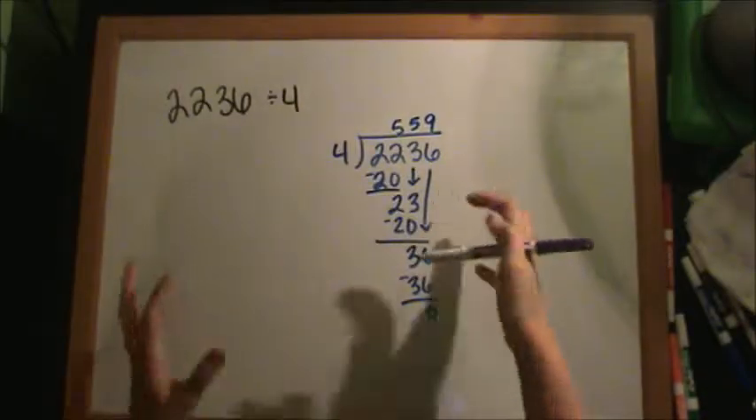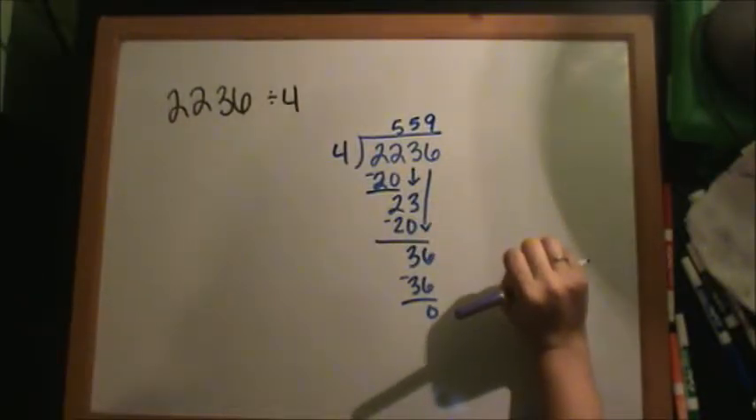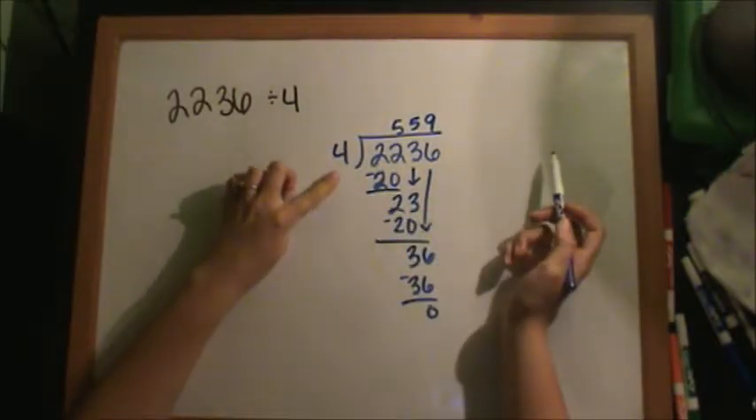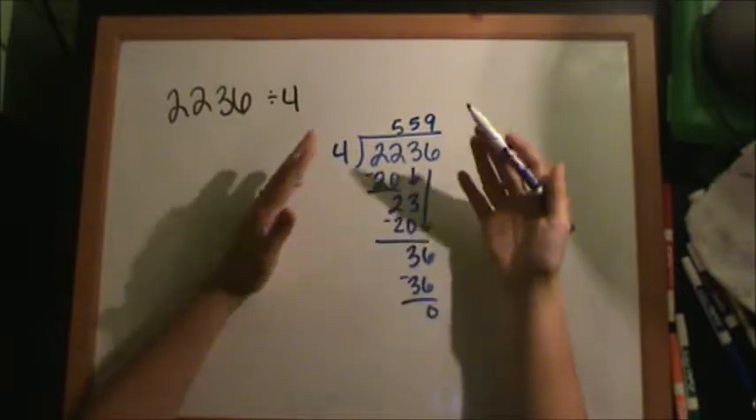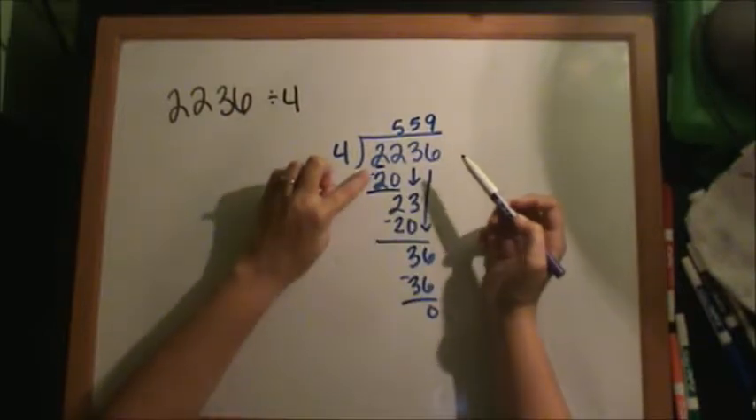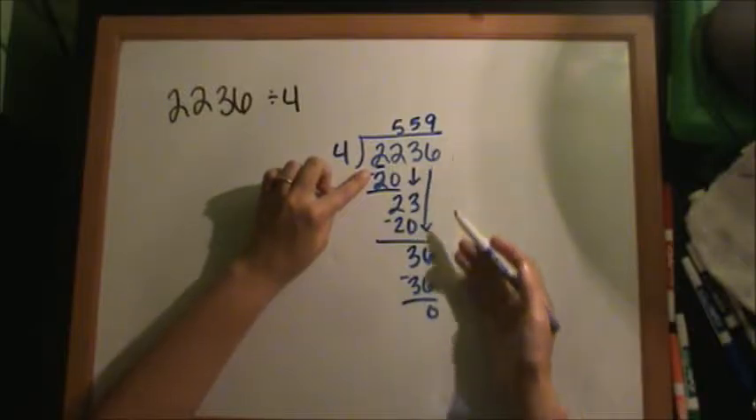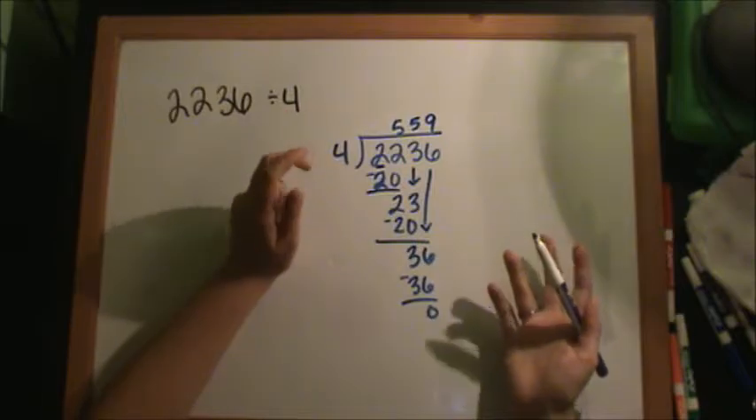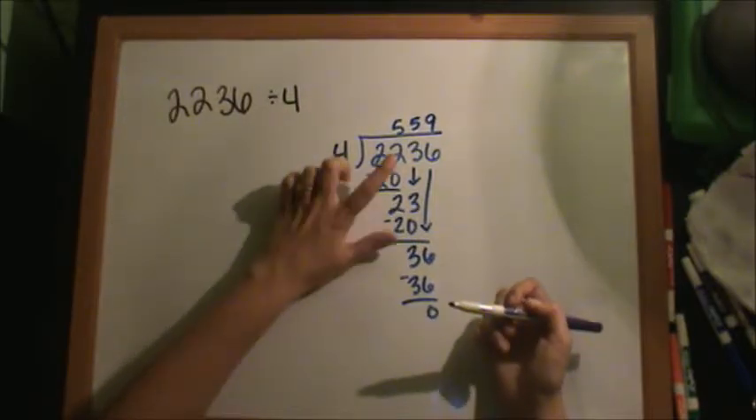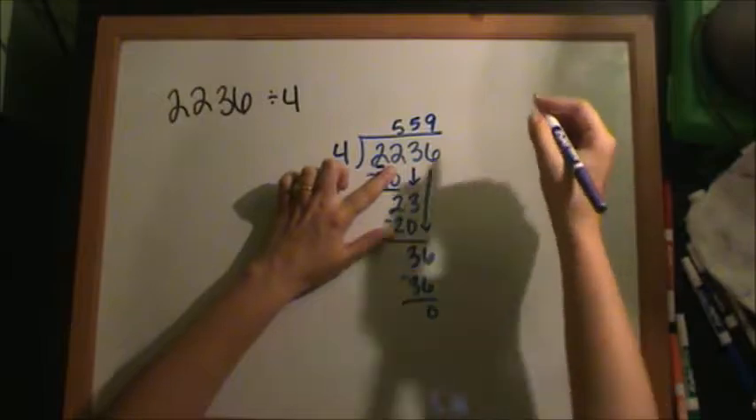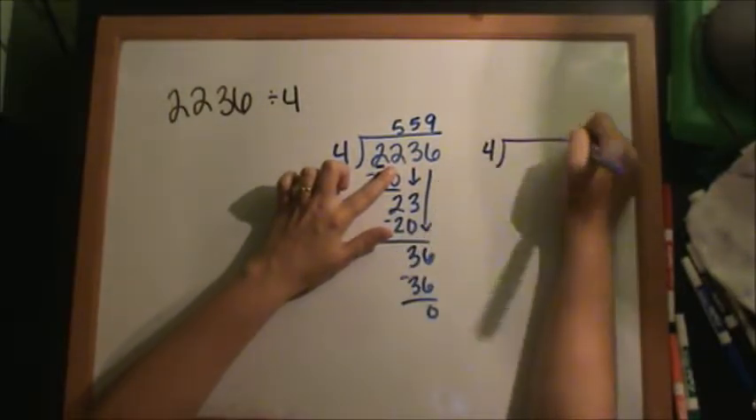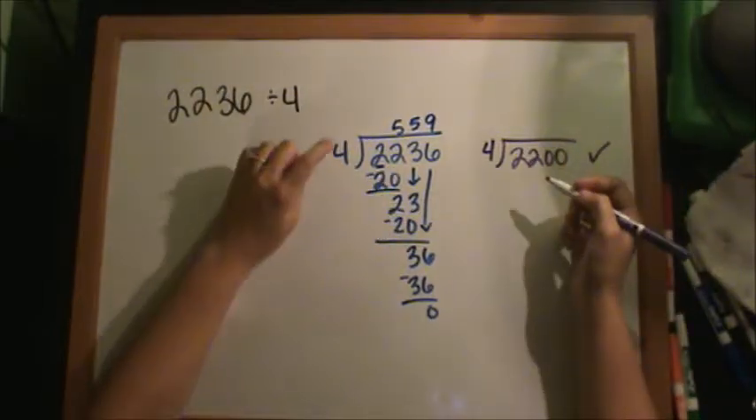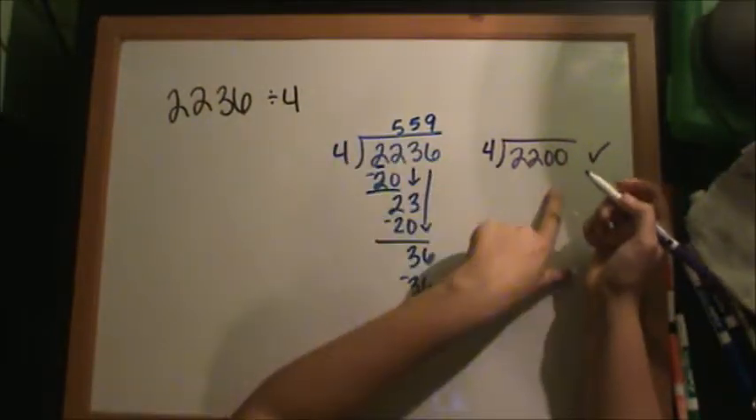The answer is always place value. So when you say does 4 go into 2, you're actually saying, when you look at it, does 4 go into 2,000? And just for the purpose of going with standard algorithm, we're just going to say no, 4 does not go into 2,000, even though we know that it does. So does 4 go into 2,200? 2,200 is actually what we are saying here. And yes, it does.